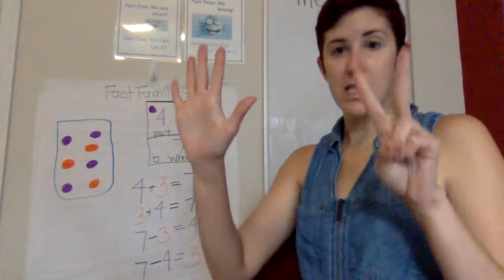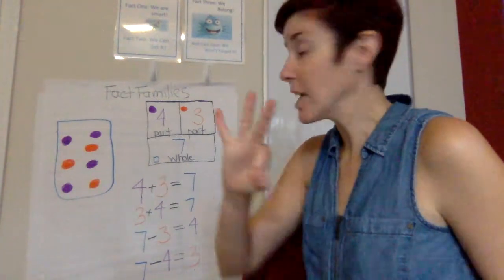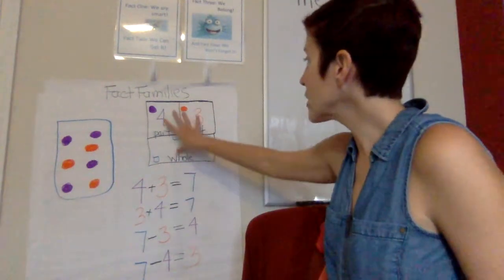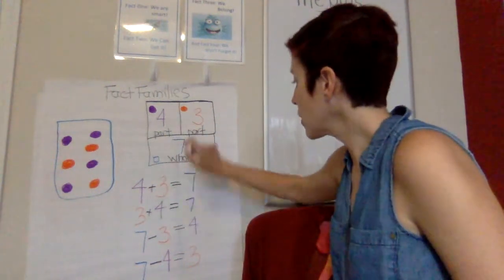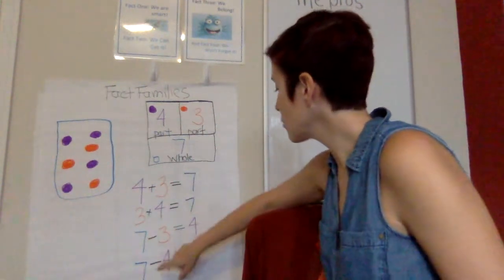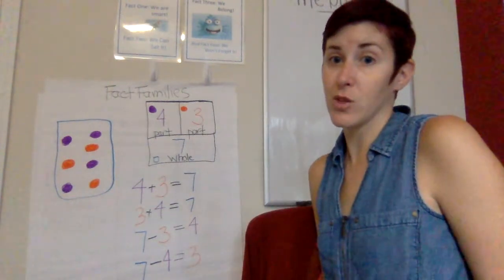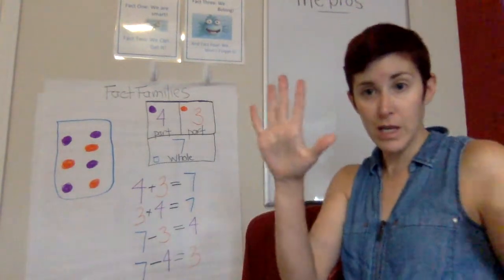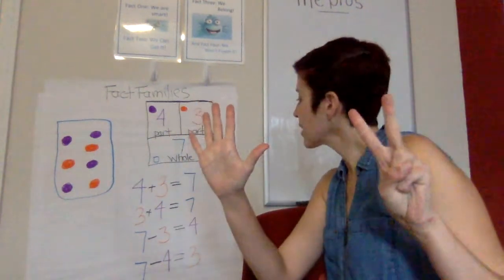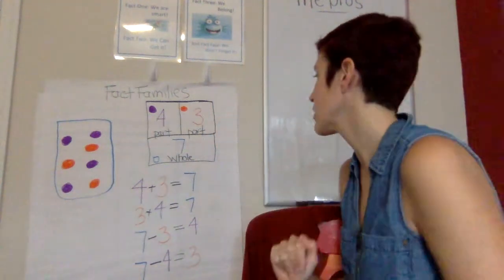Let's check ourselves. 7 take away 1, 2, 3, 4 is 3. And we used all these numbers. 1, 2, 3 numbers. 1, 2, 3, check. Well, let's just double check that our 4 and 3 equals 7. So 4 plus 1, 2, 3, equals 7. And then we have 3 plus 1, 2, 3, 4. That equals 7 as well.